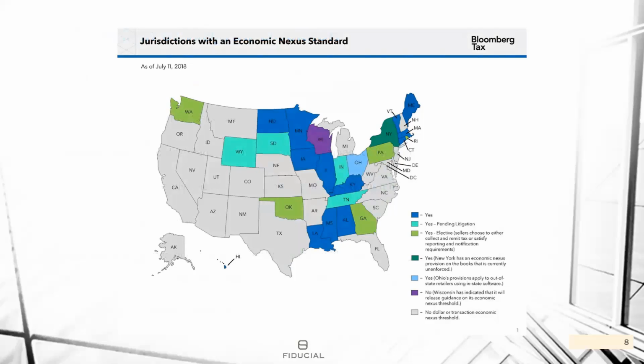So here, just to kind of illustrate this, here's a map that the folks at Bloomberg Tax put together that shows, and this was current as of July 11th, kind of where things are right now. And so the states in blue are states that have enacted an economic nexus standard. And then you can see the other colors. Some states have proposed legislation, and some states have different regimes. And this is always evolving and changing. And I know that actually since this map was published, my own state of Maryland has enacted an economic nexus standard.